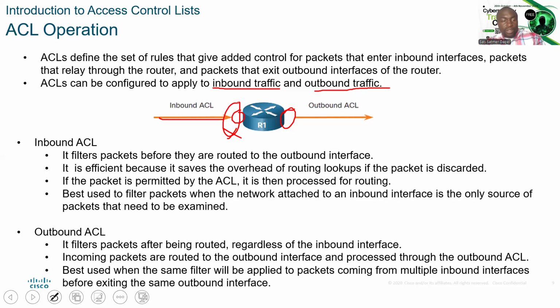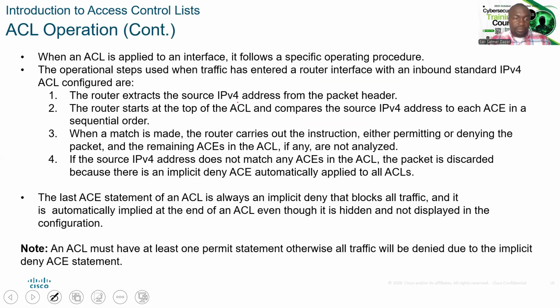Now outbound: it filters packets after being routed, regardless of the inbound interface. So the traffic has been routed, and as it goes out, that is where the filter is applied. Incoming packets are routed to the outbound interface and processed through the outbound access list. This is best used when the same filter will be applied to packets coming from multiple inbound interfaces before exiting through the same outbound interface.